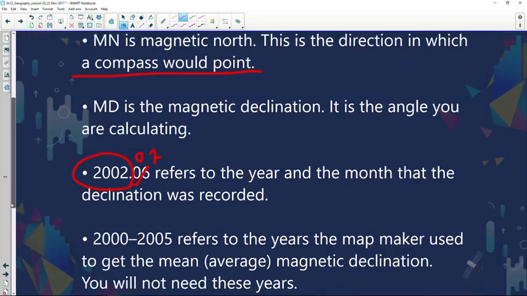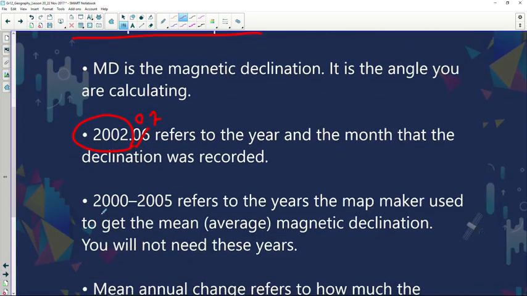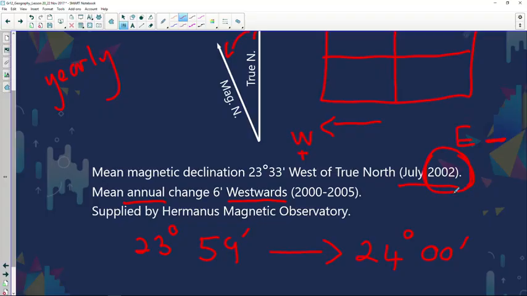If you look at the next bullet, 2000 to 2005 refers to the years the map maker used to get the mean, the average magnetic declination. Now we are not going to use these dates. You are only going to use the first date, the year and month when the declination was recorded. So it doesn't matter which map you receive, you're only going to use the date there. Not the month, only the year. Only the year, in this case 2002.